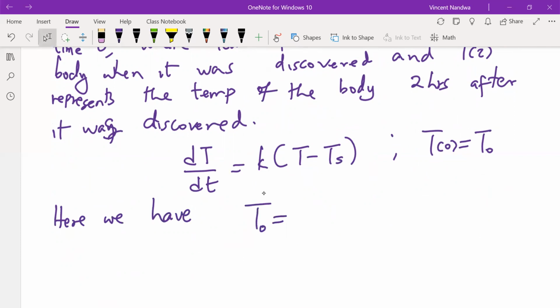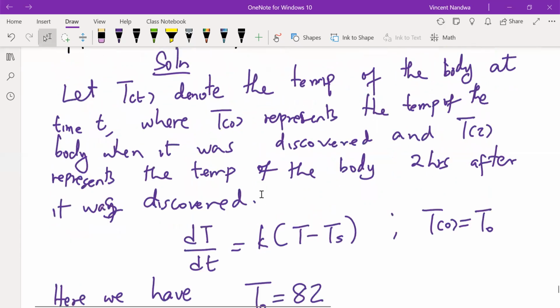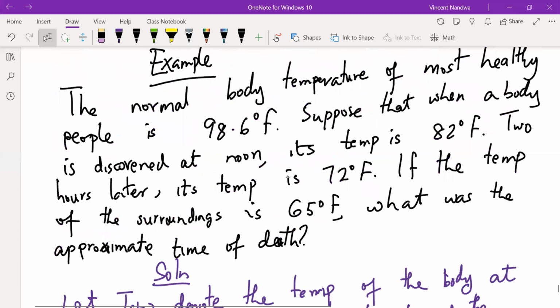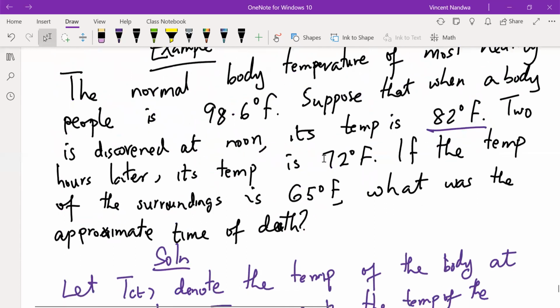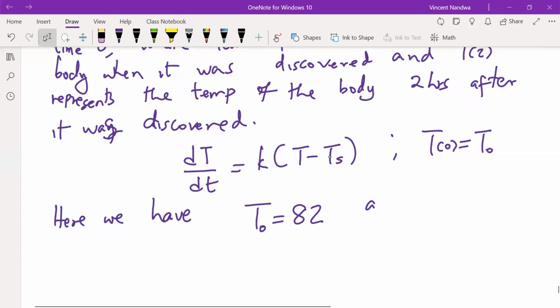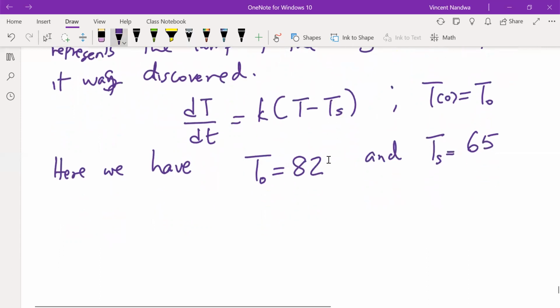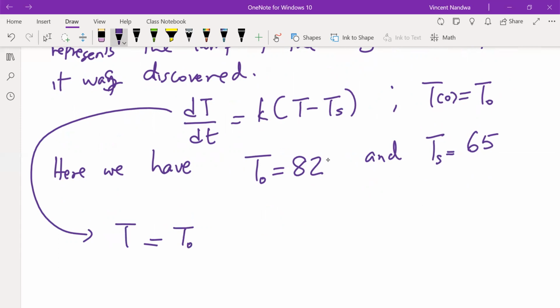Here T naught is given as 82, that's the initial temperature of the body. And Ts, the temperature of the surrounding, is given as 65. Then the solution of this equation is given by T equals (T naught minus Ts) e raised power kt plus Ts. This is what we obtain after solving the Newton's law of cooling model.